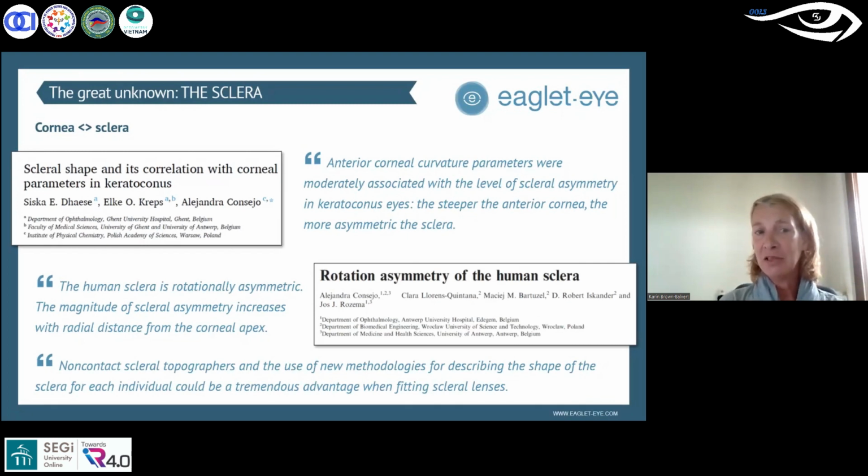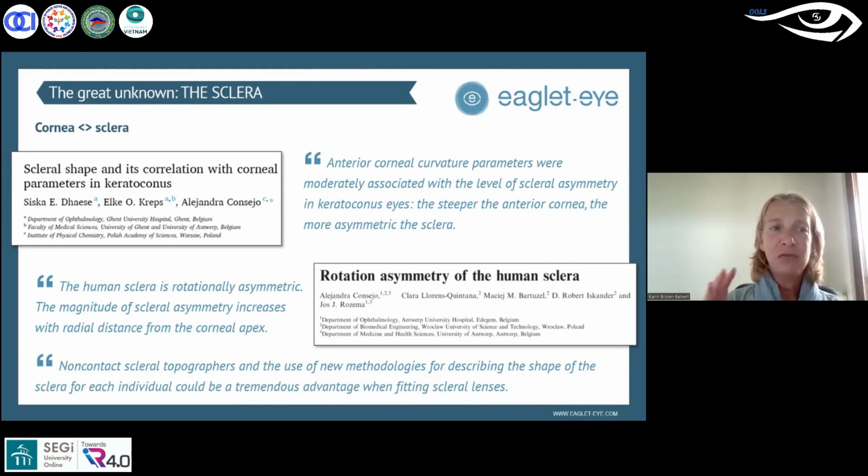So the human sclera is rotationally asymmetric. The magnitude of scleral asymmetry increases with the radial distance from the corneal apex. So of course, if there's something going on the cornea, you are going to get a more irregular sclera. So non-contact scleral topographers and the use of the new methodologies for describing the shape of the sclera for each individual could be a tremendous advantage when fitting lenses.